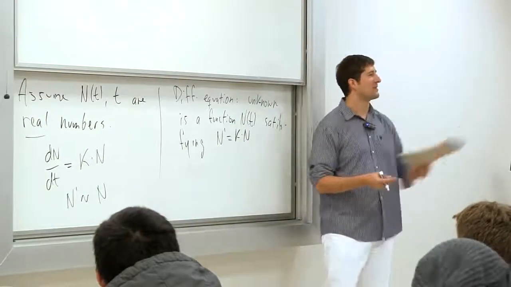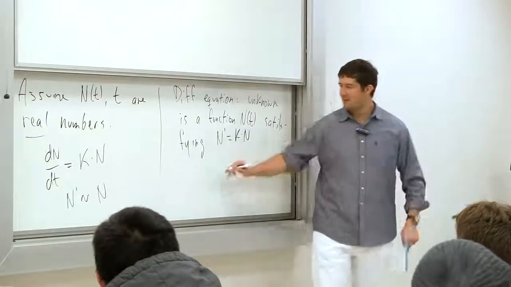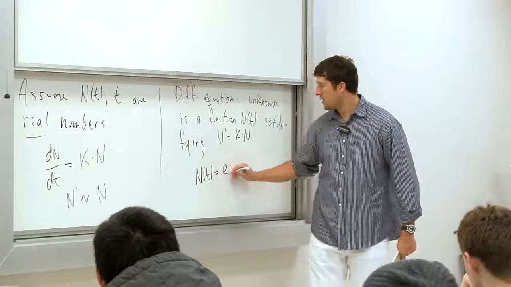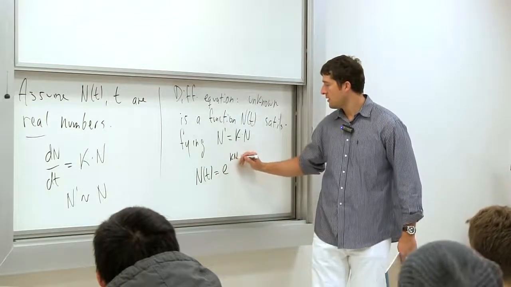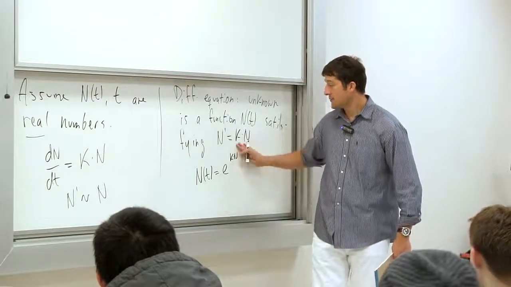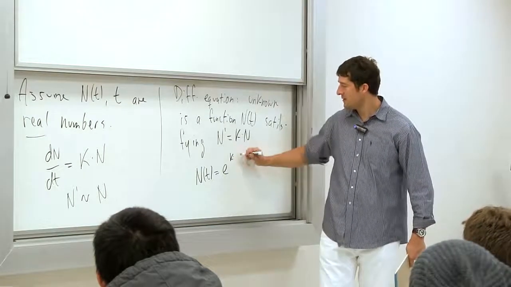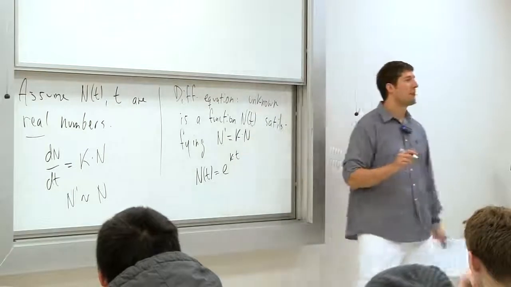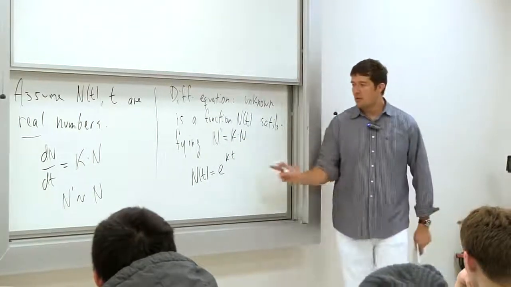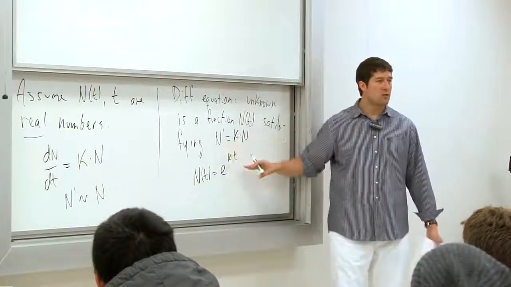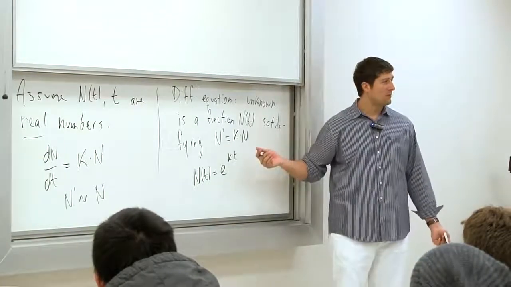That's right, n of t equals e to the k times t. Okay, so let's check that this function satisfies this equation. How do we do that? We just plug it in, right?